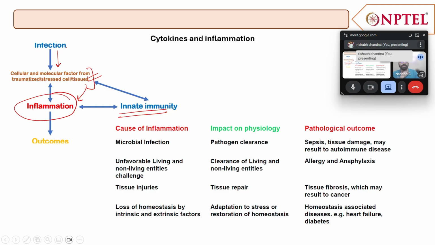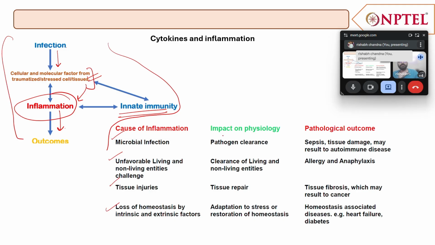And the second thing is then there are outcomes. So this is how an inflammation happens. Then we have the cause of the inflammation. The cause of the inflammation can be any microbial infection, unfavorable living and non-living entities challenge, tissue injuries, or loss of homeostasis by intrinsic and extrinsic factors.